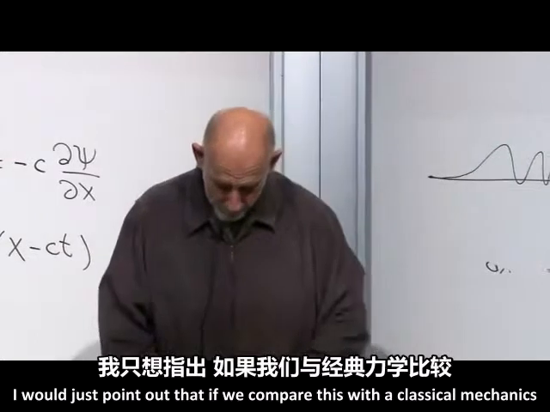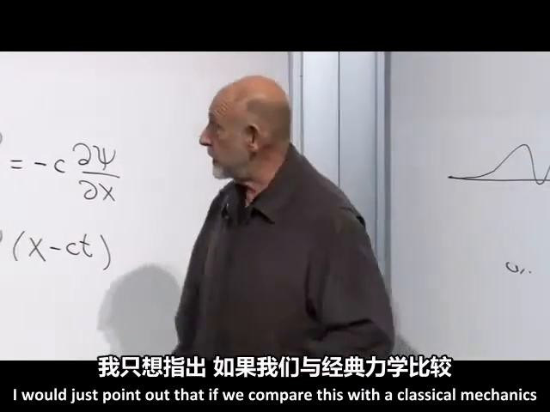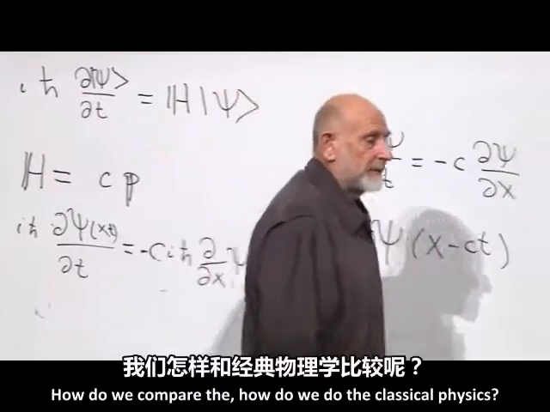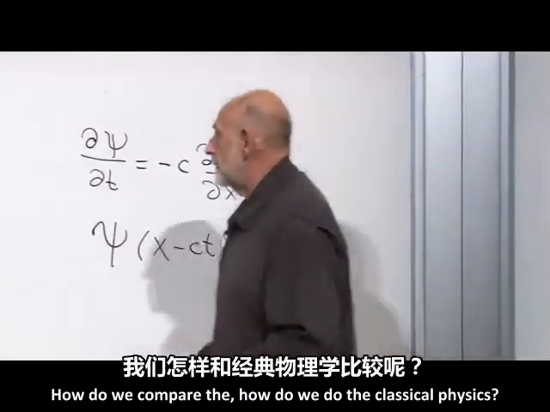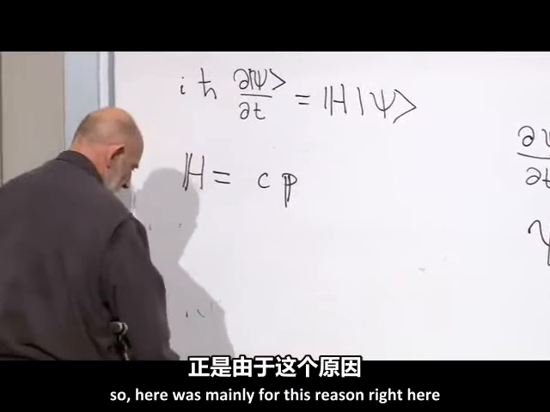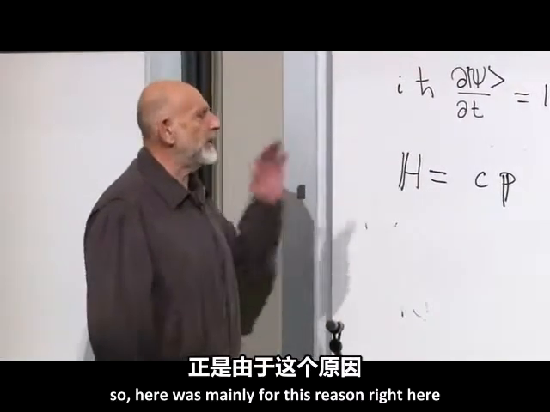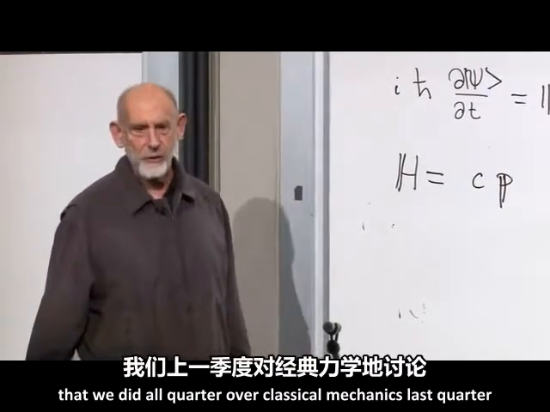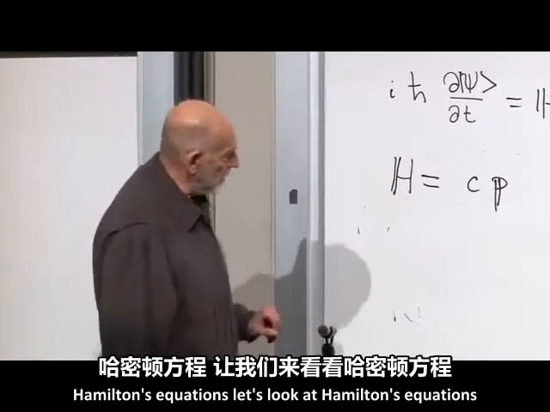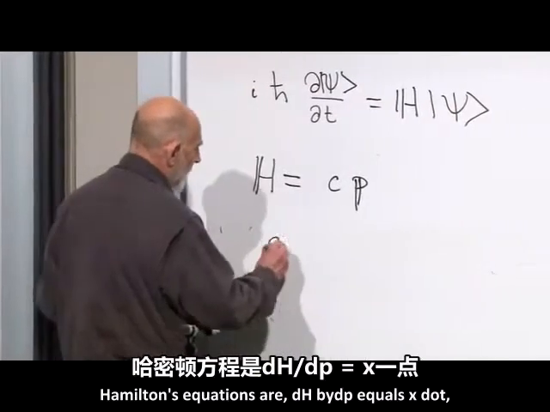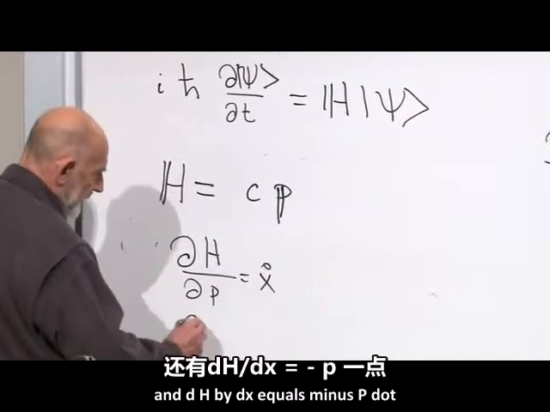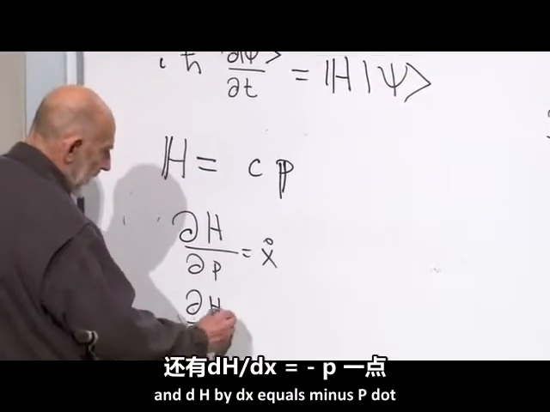I would just point out that if we compare this with the classical mechanics of exactly the same system, the Hamiltonian is equal to cp. How do we do the classical physics? We use Hamilton's equations. It was mainly for this reason that we did all of classical mechanics last quarter, though not just for this one, but for all sorts of things like this. Hamilton's equations are dH/dp equals x dot, and dH/dx equals minus p dot.